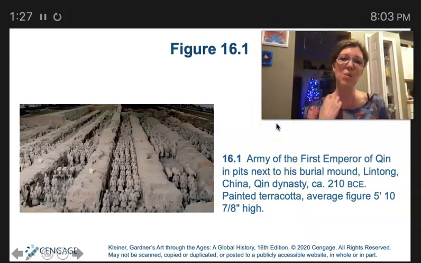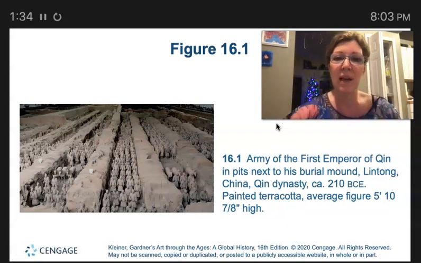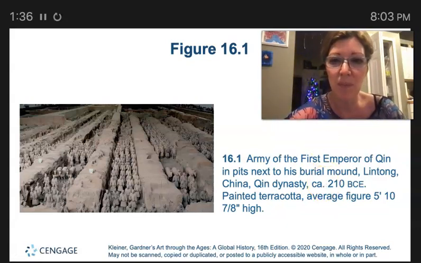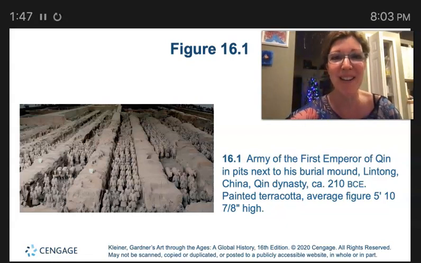Okay, this is really, really famous. All right, so this is the army of the first emperor of Qin. And the Qin ruler, Huagandi. I'm going to mispronounce everything. So now that we're in China, I'm just going to butcher it. But so you can call me out on that, right and left.